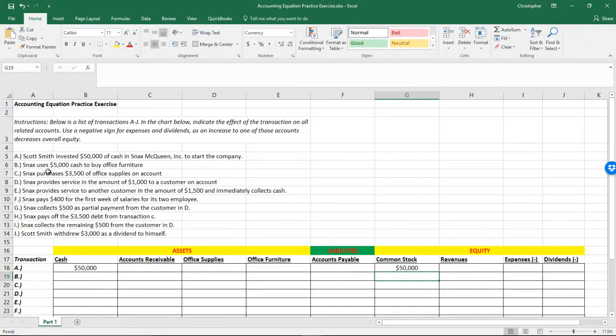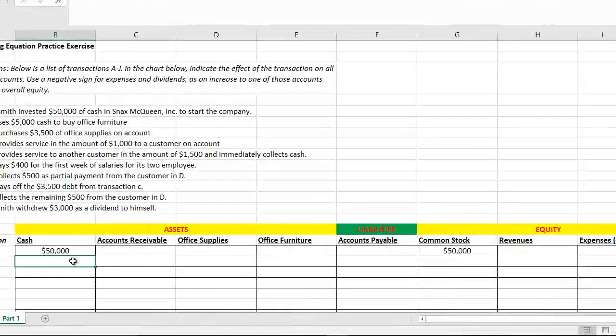So B, Snacks uses $5,000 cash to buy office furniture. So they're spending cash, so that's a negative $5,000 amount for the cash. And then office furniture is an asset that is increasing at the same time. So we have an increase to office furniture for $5,000. So one of the assets decreased, one of the assets increased by the same amount. We're still in balance.